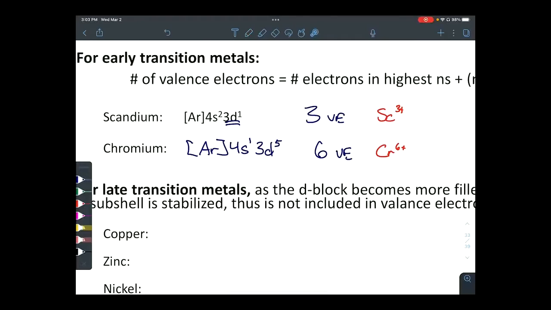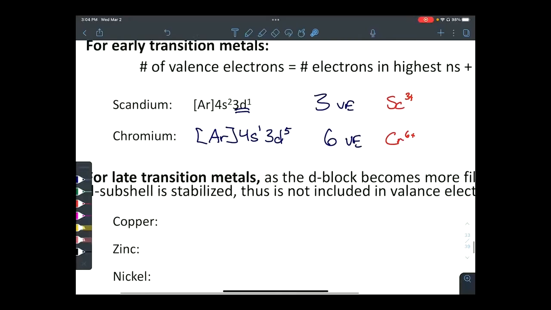What's common with these 2 examples is that the D subshell is not completely filled yet. Once you completely fill a D shell, you have 10 electrons in one subshell, and that stabilizes the whole subshell. So once you completely fill that D shell, it is no longer high in energy and no longer part of our valence electron count. Let me show you some examples here.